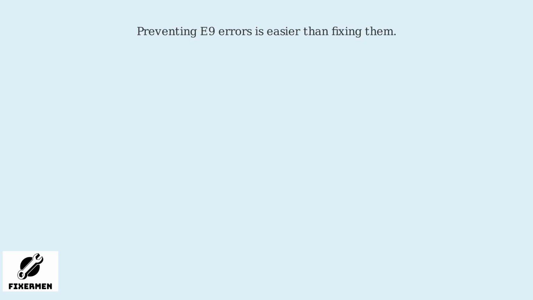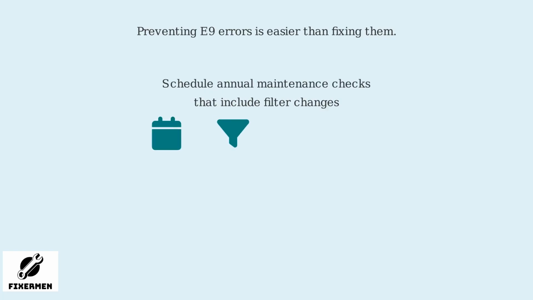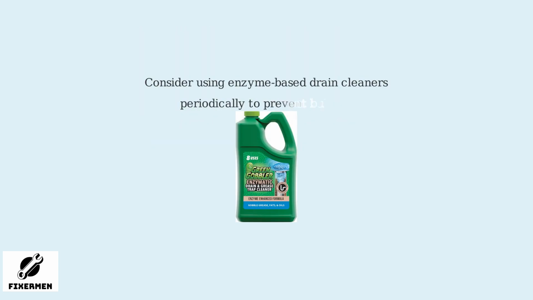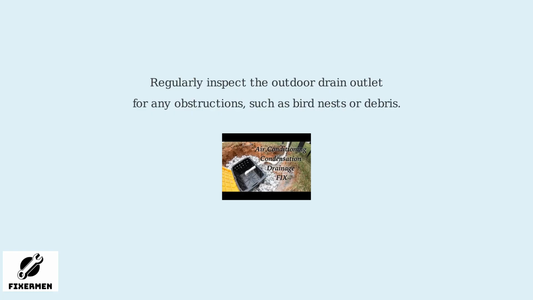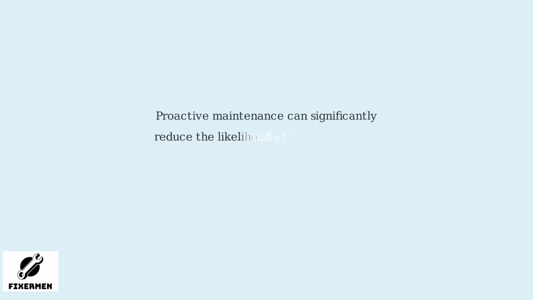Preventing E9 errors is easier than fixing them. Schedule annual maintenance checks that include filter changes and thorough drain line cleaning. Consider using enzyme-based drain cleaners periodically to prevent buildup. Regularly inspect the outdoor drain outlet for any obstructions, such as bird nests or debris. Proactive maintenance can significantly reduce the likelihood of future E9 errors.